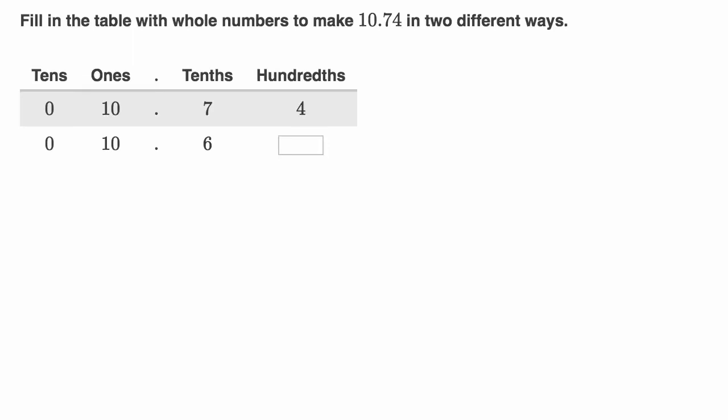We are told, fill in the table with whole numbers to make 10.74 in 2 different ways. So pause this video and see if you can figure that out. So you really need to fill out what you would put in here for this to be a representation of 10.74.